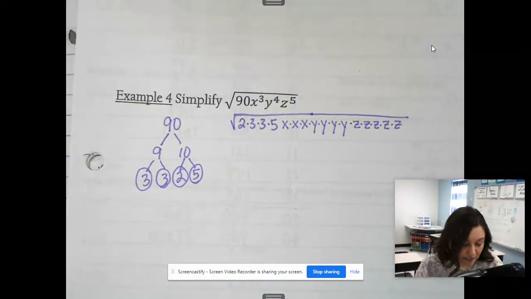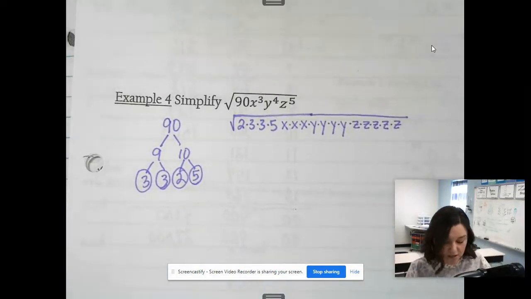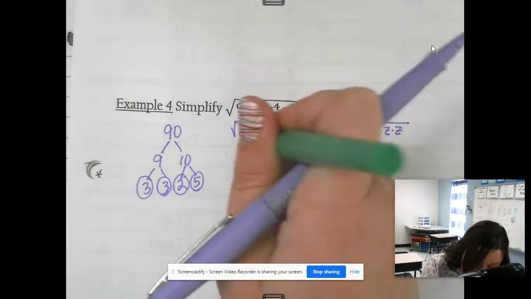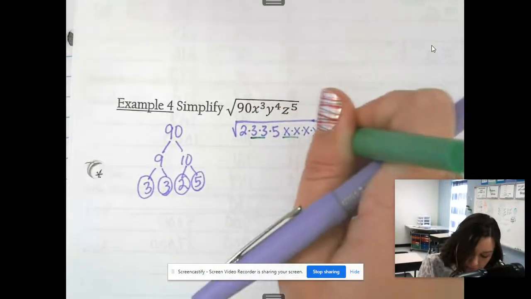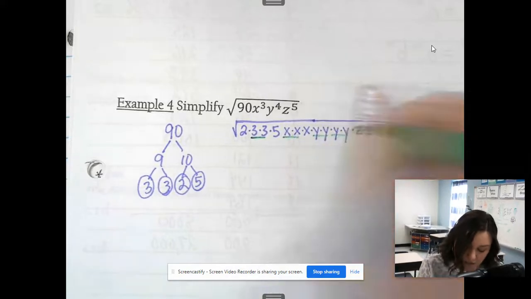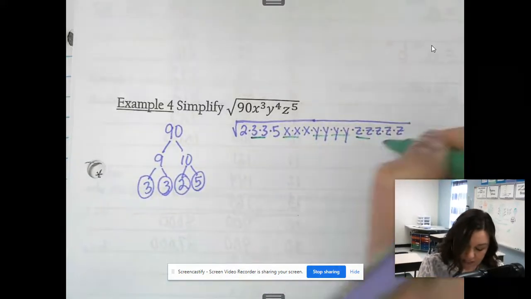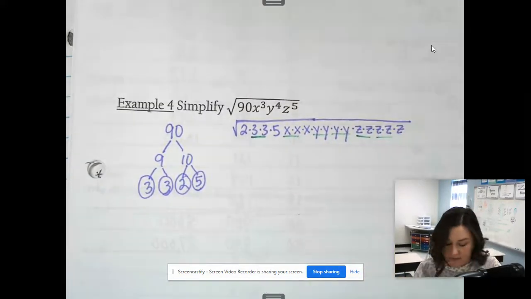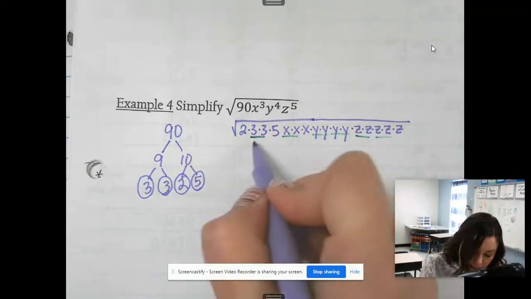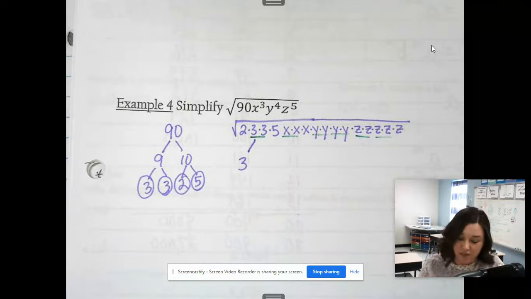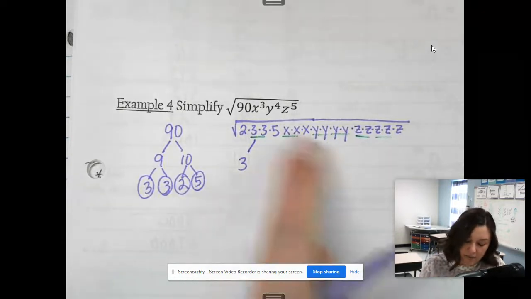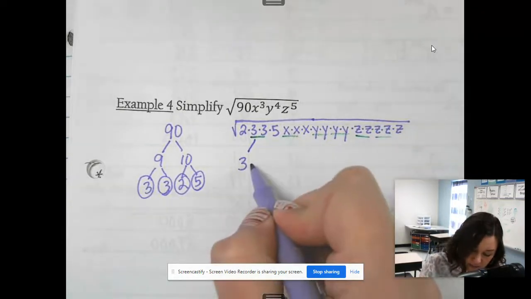So I've got to break these up into pairs. I see a pair of 3's, a pair of x's, a pair of y's, another pair of y's, a pair of z's, and another pair of z's. So I'm going to bring that pair of 3's out front as one 3 because 3 times 3 is 9 and the square root of 9 is 3. I'm going to bring that x out front.